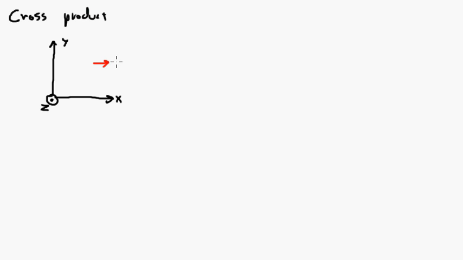We know that i hat is a unit vector going that way in the positive x direction. j hat is a unit vector going up in the positive y direction, and then k hat is a unit vector in the positive z direction. Remember, the circle with a dot in it is a vector coming at us. If we want a vector going away from us, we draw a circle with an x. So I'm going to draw a circle with an x here and say that is negative k hat.